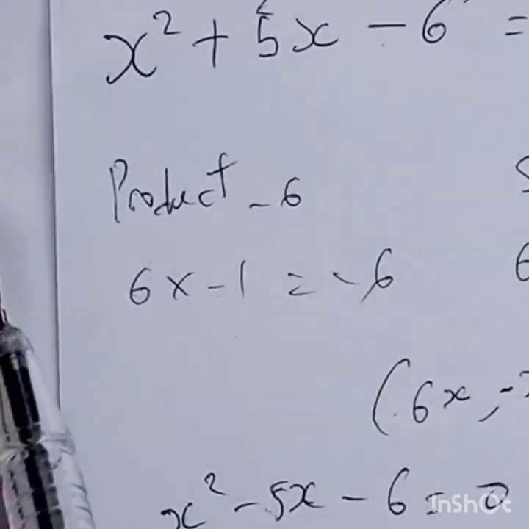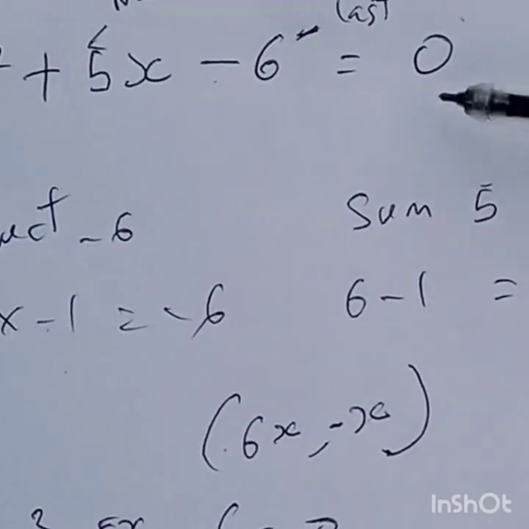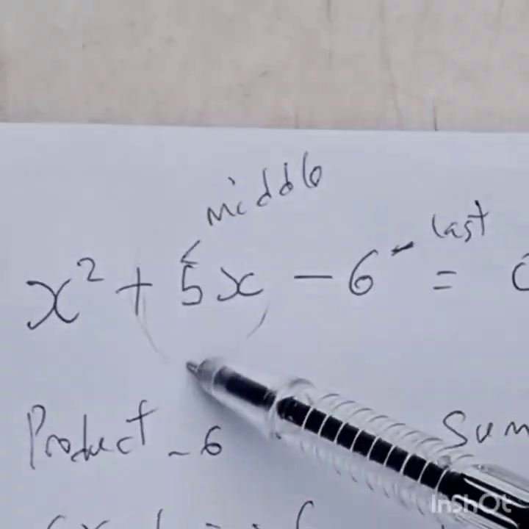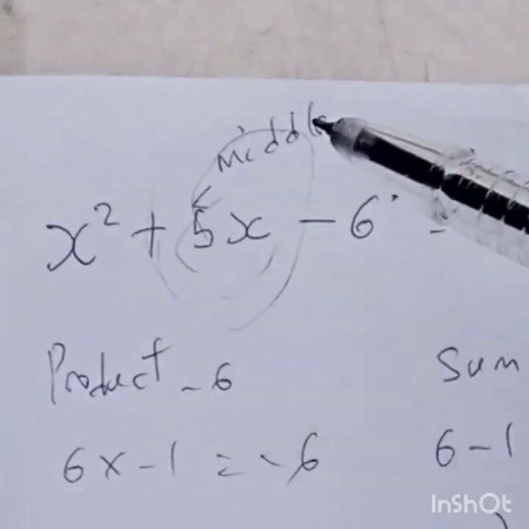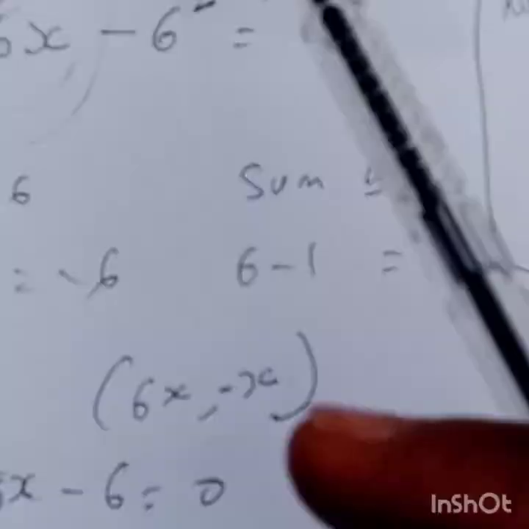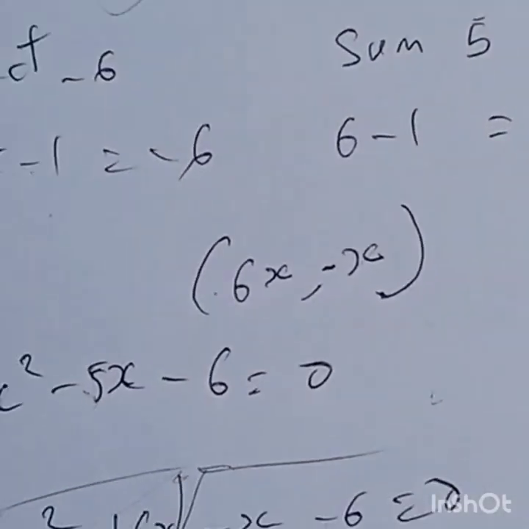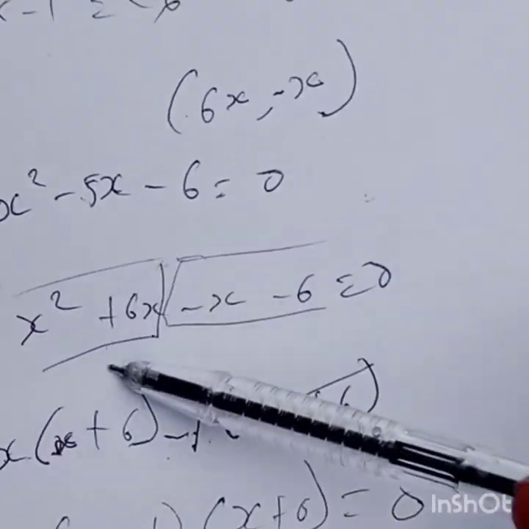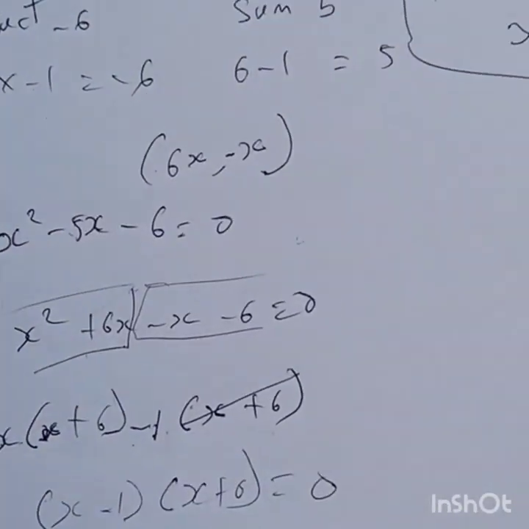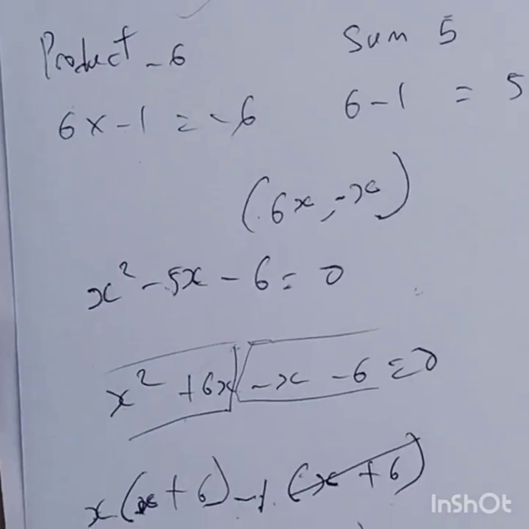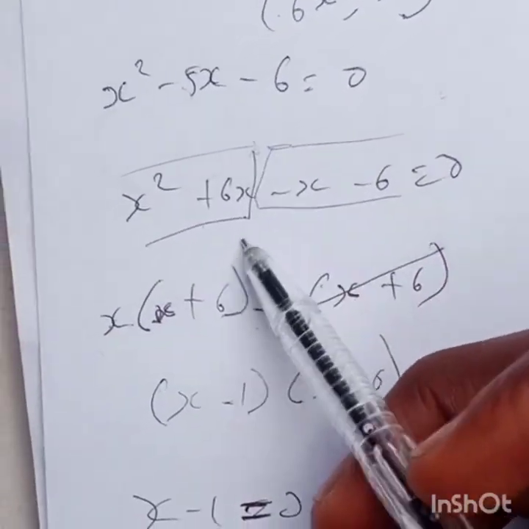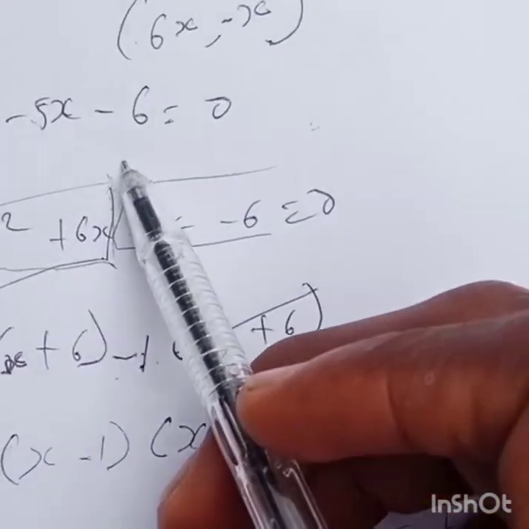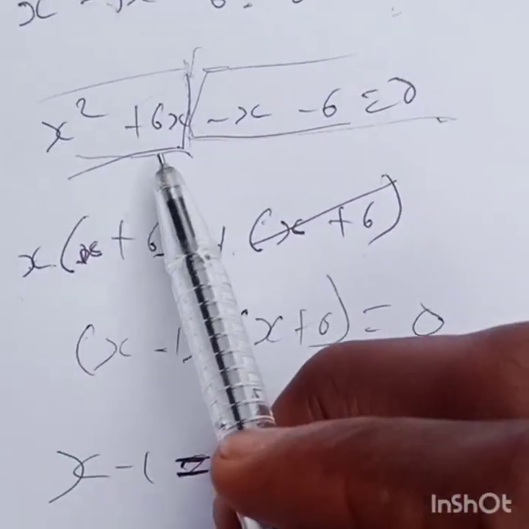So when we put the positive one at the front, that is 6 times minus 1, we will substitute it for the middle term, that is 5x. So when we substitute this, it will be x squared plus 6x minus x minus 6 is equal to 0. Then we divide it into 2. This is one part, and this is one part. Then what is common here?